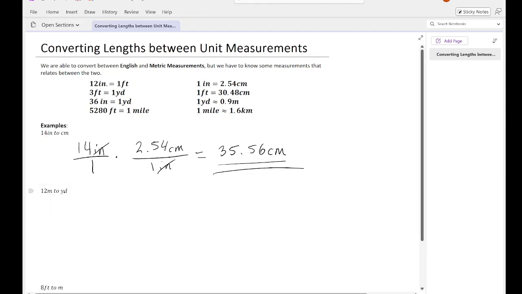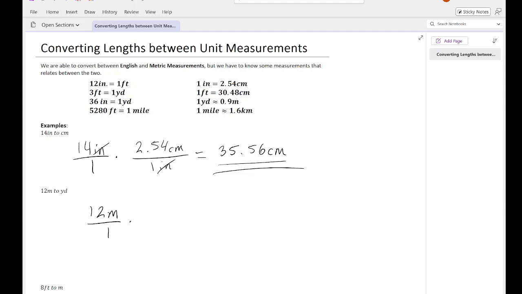12 meters to yards. So I'm going to go from meters to yards. So I know I start off with 12 meters over 1. And what am I going to do? Let's see here. I do have this unit measurement right here. 1 yard is approximately 0.9 meters. Is it exact? No. But when you're given a chart like this that says what the approximation is, you just go with it. And so this chart says 1 yard is approximately 0.9 meters, so that's what I'm going to use.